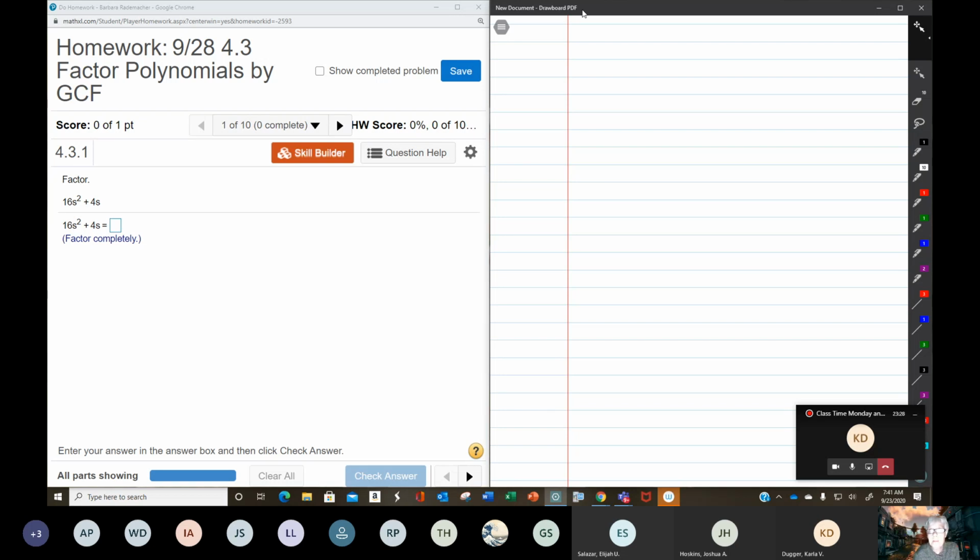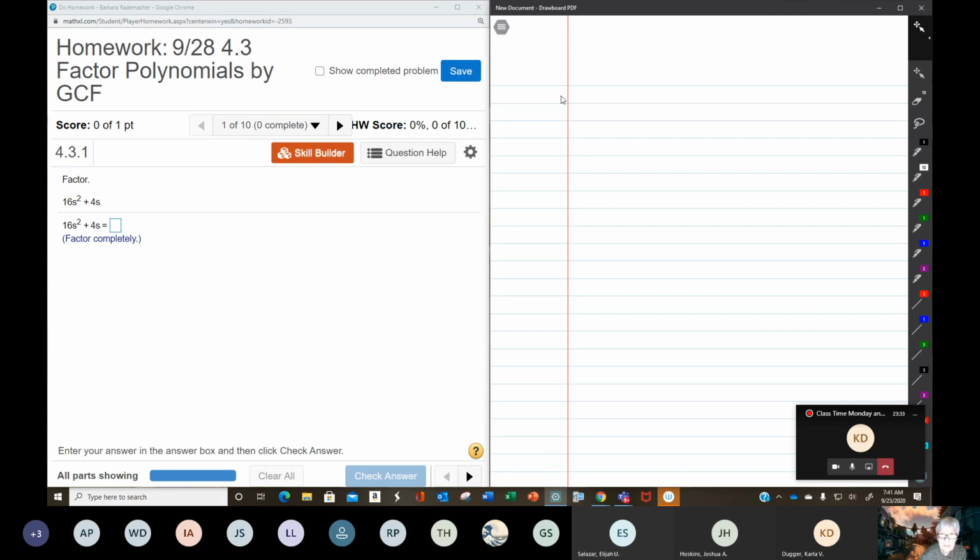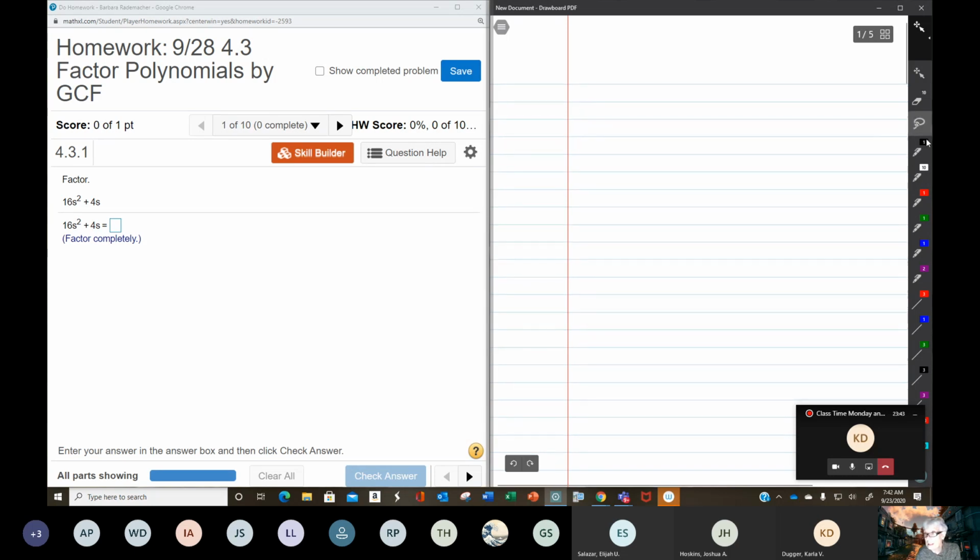You probably remember this, but maybe you don't. The first way we're going to talk about factoring is with GCF, the greatest common factor. And a typical example would be this. Okay, there are two terms here. And we have to find out what's the same in each term.